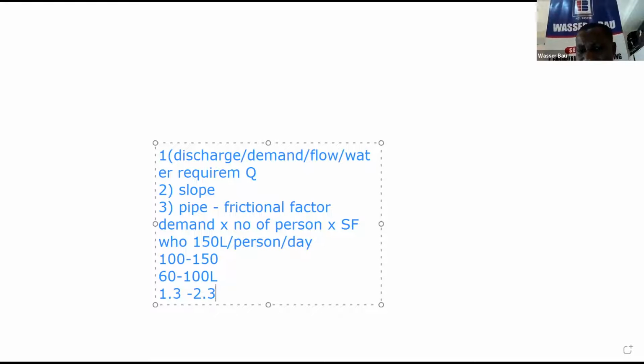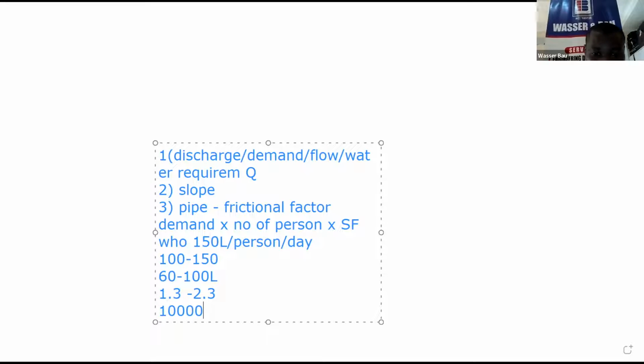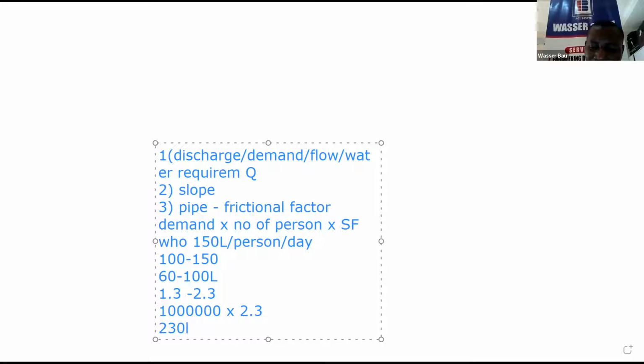You multiply by 2.3. As I said, I think they designed Abuja for 1 million people. But those Germans are smart, and I'm happy for what they did. They use a safety factor of 2.3. So when people tell you that Abuja is 230 liters per capita per day, I know it's not true. As a water expert, I know it's not true. What they are seeing as 230 liters per person is actually 100 multiplied by a safety factor of 2.3. In fact, 2.3 is the German standard, and that's how I caught them.